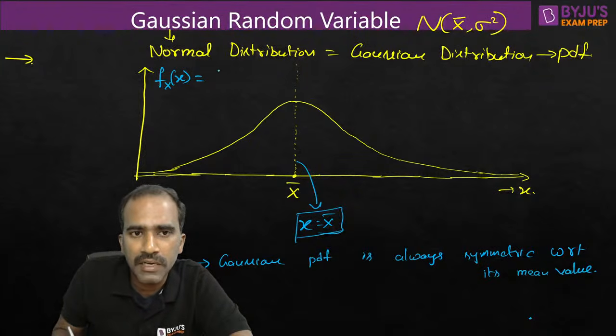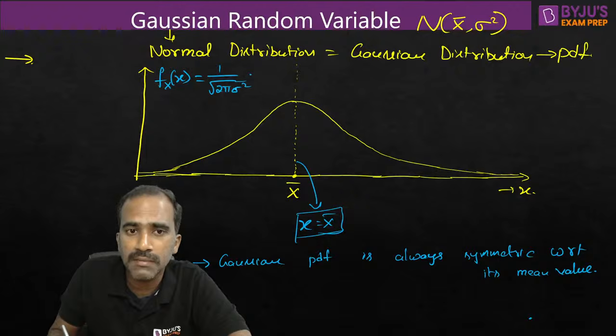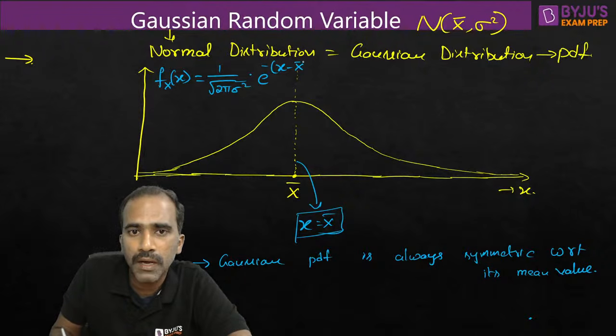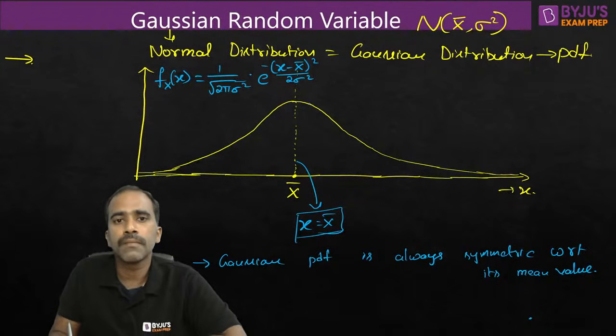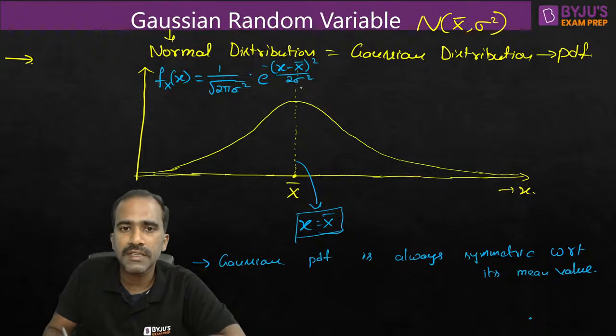So what is the equation for it? The general mathematical equation for this curve, which we call the Gaussian function or normal function, is 1 by root of 2 pi sigma square. You might have learned this in mathematics, in communications, in many places. Here sigma square represents variance, into e to the power of minus (x minus x bar) whole square divided by 2 sigma square. This equation is valid for all values of x, from minus infinity to plus infinity.